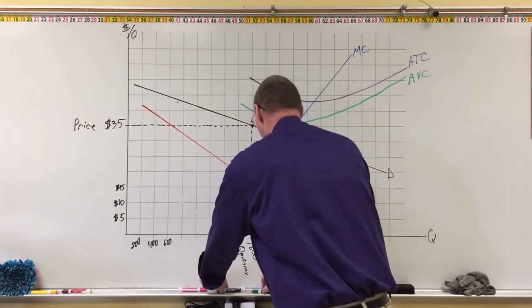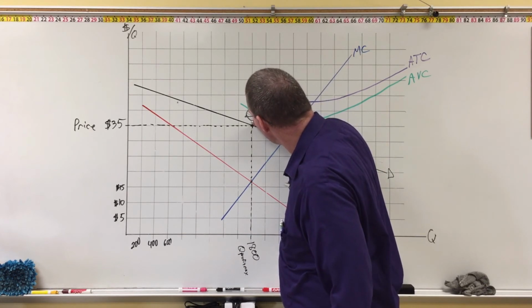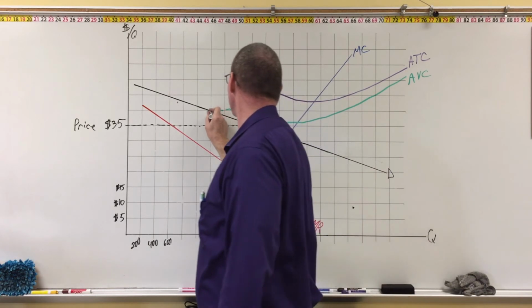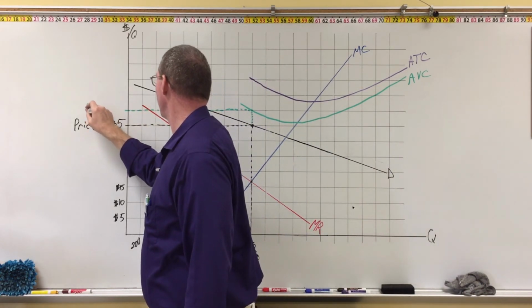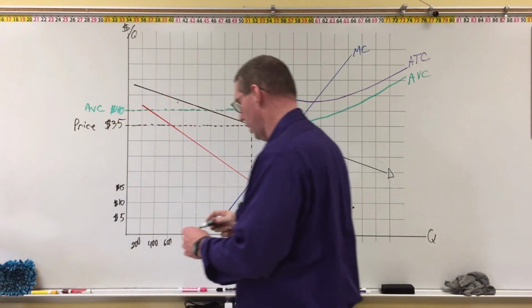Now we want to identify the average variable cost, which is above the demand curve. So we need to extend this a little bit farther. Looks like it goes up by about another $5. So let's bring this over here. And it looks to me like the average variable cost is $40 per unit.